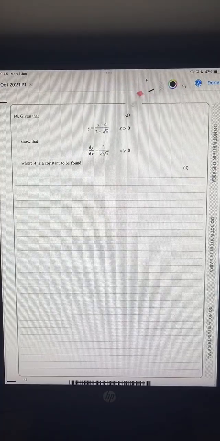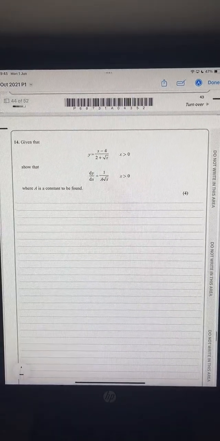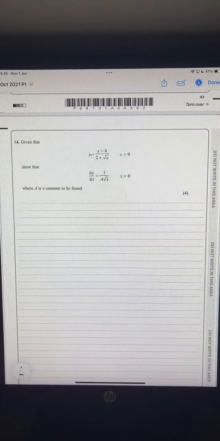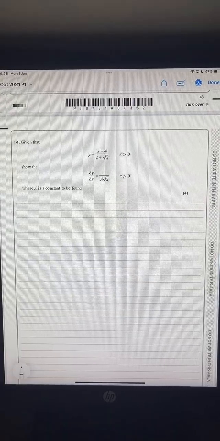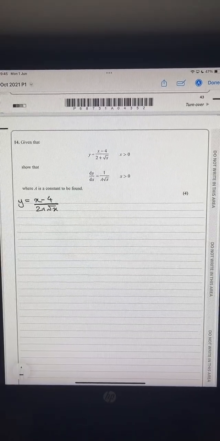Given that y equals this over this, show that dy by dx equals 1 over a root x, where a is a constant to be found. This question has, in my opinion, zero problem solving involved because it is a very standard question. They tell you y is something, they want you to find dy by dx. So we know that y is equal to (x minus 4) divided by (2 plus root x).